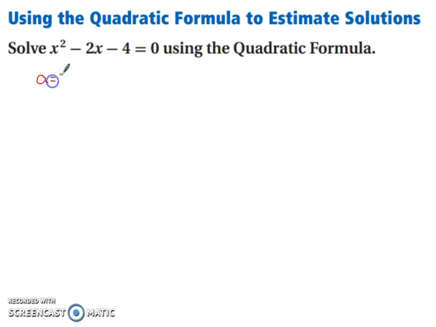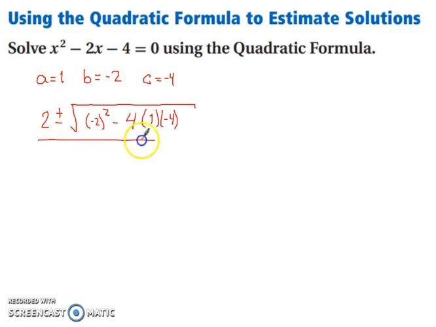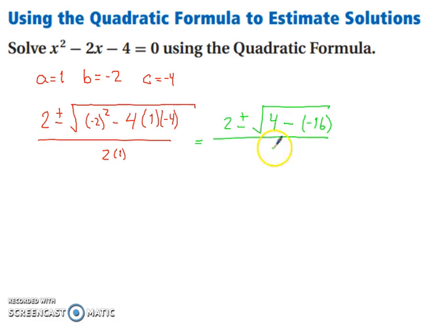So our a value is 1, our b is negative 2, and our c is negative 4. So we have the opposite of b, plus or minus the square root of b squared minus 4 times a times c, all divided by 2a. And now we're going to use order of operations to simplify. So we've got 2 plus or minus the square root of 4 minus negative 16, all divided by 2, which then continues to simplify.